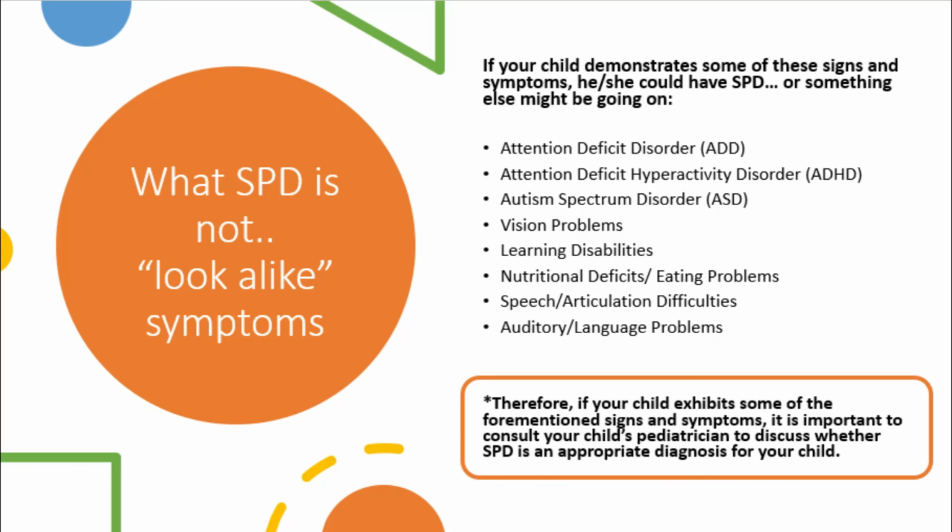If your child demonstrates some of these signs and symptoms, he or she could have SPD or something else might be going on, such as attention deficit disorder, ADD, attention deficit hyperactivity disorder, ADHD, autism spectrum disorder, ASD, vision problems, learning disabilities, nutritional deficits or eating problems, speech or articulation difficulties, auditory or language problems. This is not a complete list because there are many different things that are look-alike symptoms to SPD.